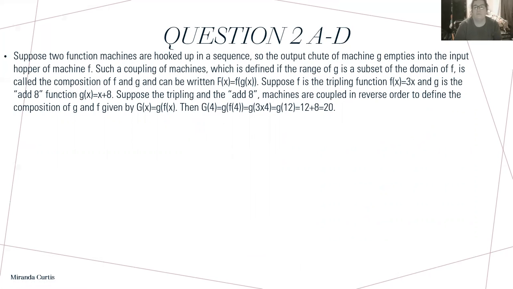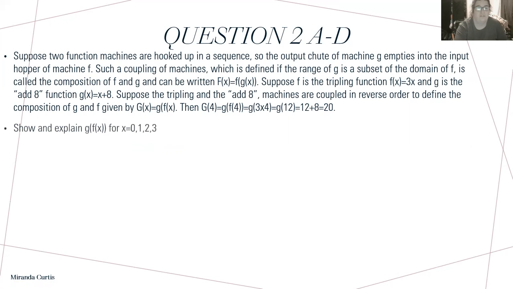Suppose F is the tripling function, F(x) = 3x, and G is the add 8 function, G(x) = x + 8. Suppose the tripling and the adding of 8 machines are coupled in reverse order to define the composition of G and F, given by (G∘F)(x) = G(F(x)). Then (G∘F)(4) = G(F(4)) = G(3 times 4) = G(12) = 12 + 8 = 20.